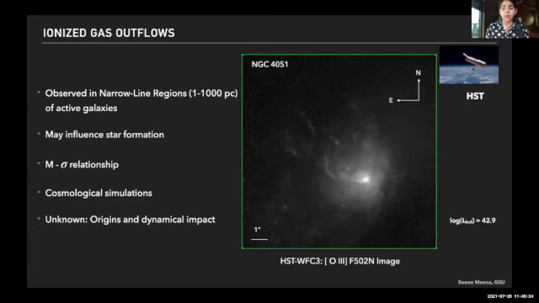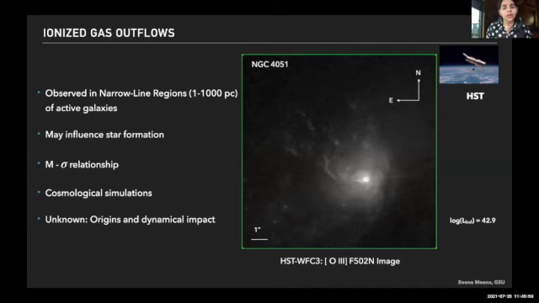talked about, which shows a correlation between black hole masses and the velocity dispersion in the galaxy bulges. These AGN-driven outflows may also provide important parameters in various cosmological simulations. And that's why it is important to understand and constrain their origins and dynamical impact on their host environment.